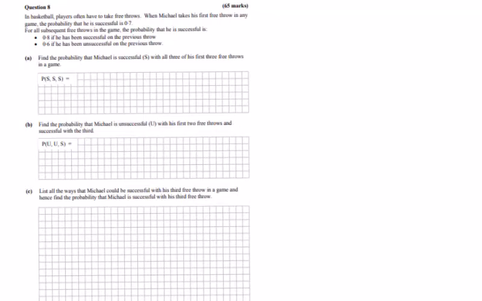So this is the 2015 probability question. It was worth 65 marks. A couple of tricky parts to it, but overall not too bad. We're given some information. When Michael takes his first free throw in any game, the probability that he is successful is 0.7. So first free throw.